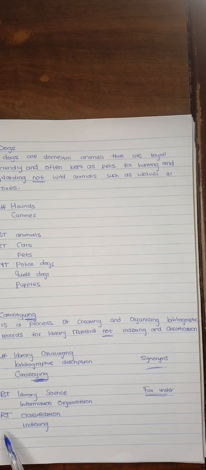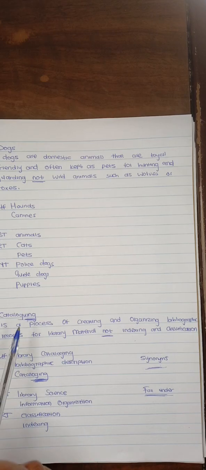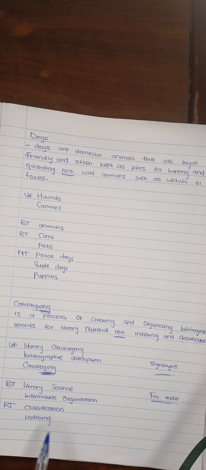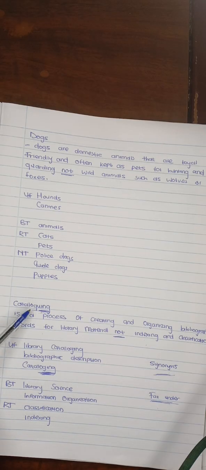After that, I moved to related term. A related term is a word that is related to our main heading, but it is not the same, meaning that classification is related to cataloging and also indexing is related to cataloging, but they are not the same. They are related terms, but they are not the same as this.